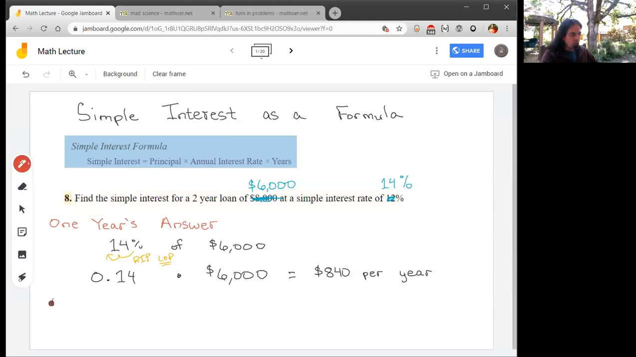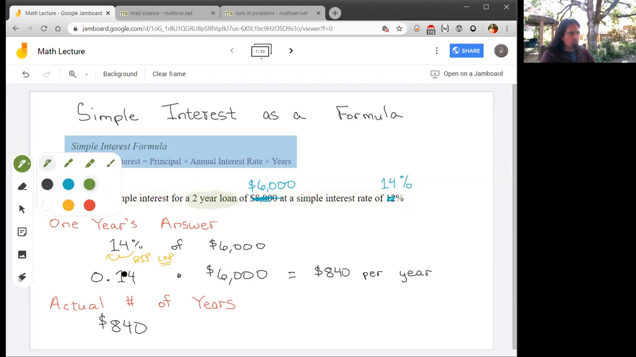Then we have actual number of years. Until this point, the fact that it's been a 2-year loan hasn't been part of my thinking. Simple interest is designed to work for 1 year, so I've just ignored the time frame until that. But now I have to go back and say that 840 is every year. So since we have 2 years, then I'm going to have to multiply it by 2.